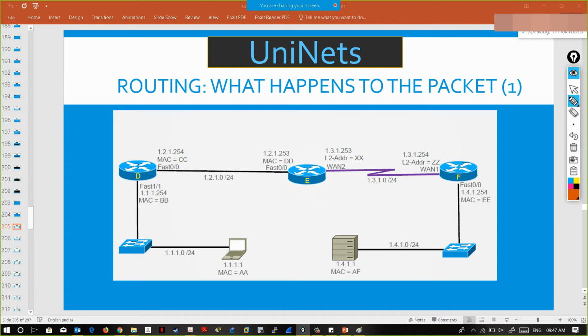Just see the networks. That is 1.1.1.0/24. It is my network. Okay, so 1.1.1.254 is my router interface IP. 1.1.1.1 is my laptop IP. Okay, so this is my MAC address AA, and BB is the MAC address of this interface, right? Now my laptop will be given the default gateway as 1.1.1.254, right? And you can see the MAC address here. 1.2.1.254, 1.2.1.253, CC, DD, right? You just have an idea of the network.